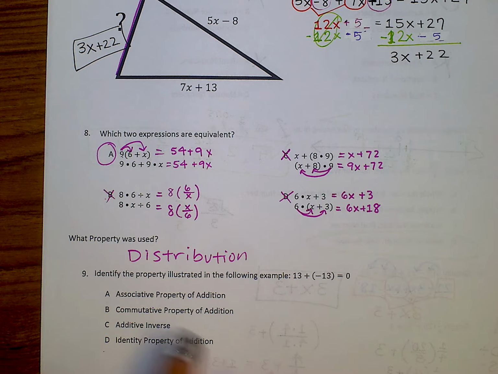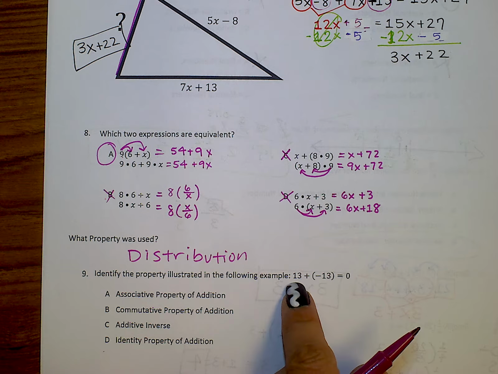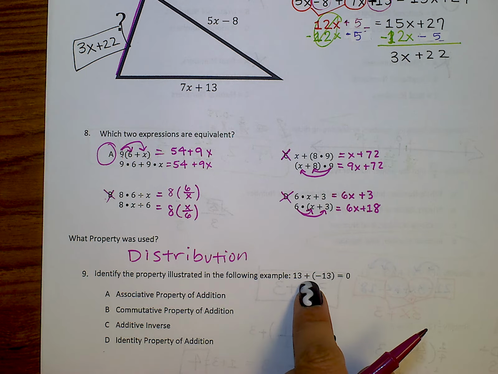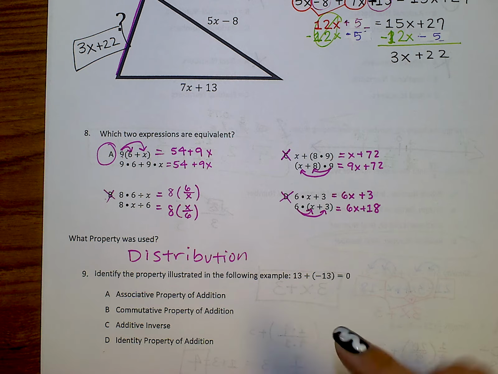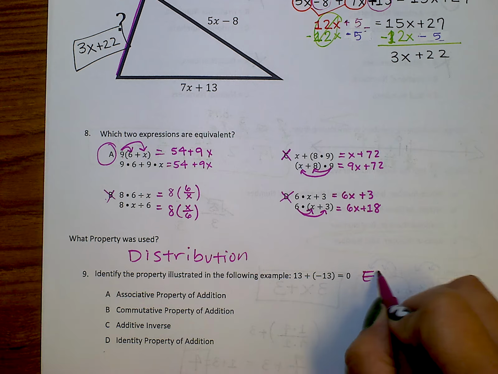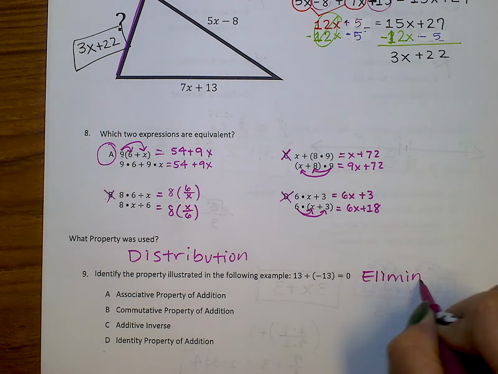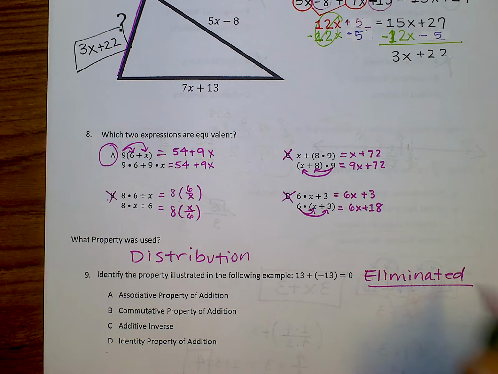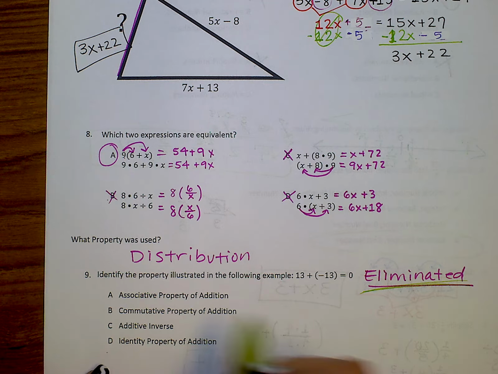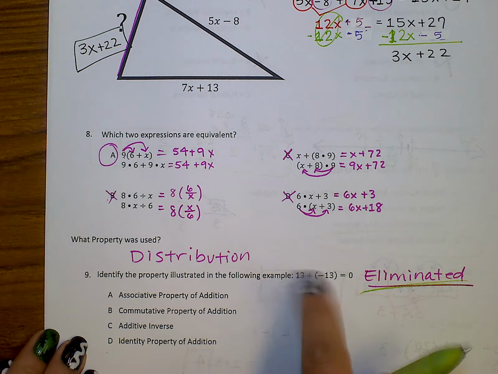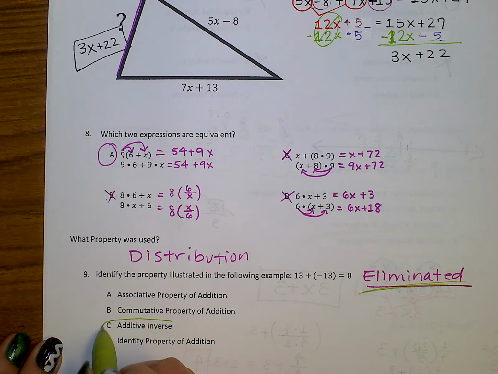Lastly, identify the property illustrated above. So we have 13 plus negative 13 equals 0. So it eliminated. Now, that's a really key term here. Sorry, I should have written it. All right. Now, which one of these mean elimination? Would actually be your additive inverse.